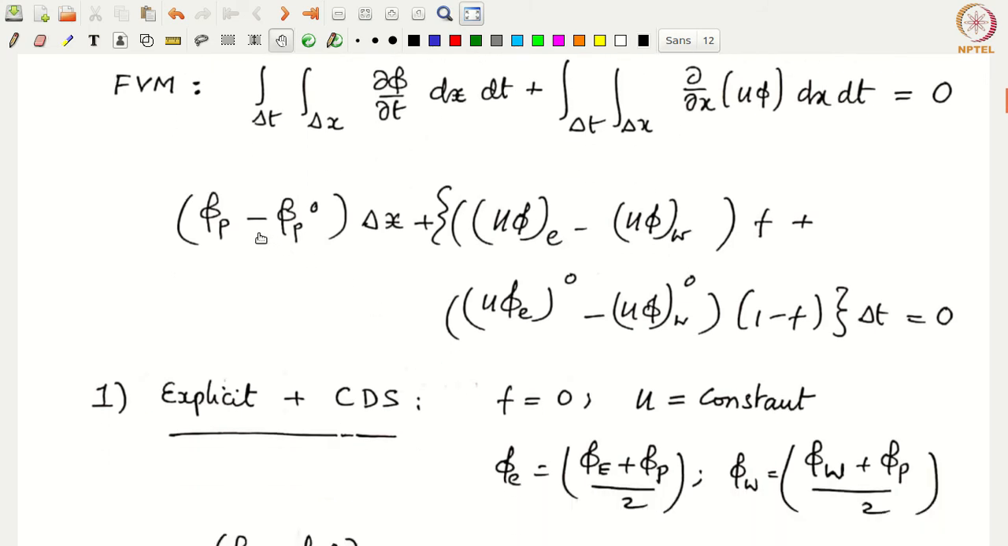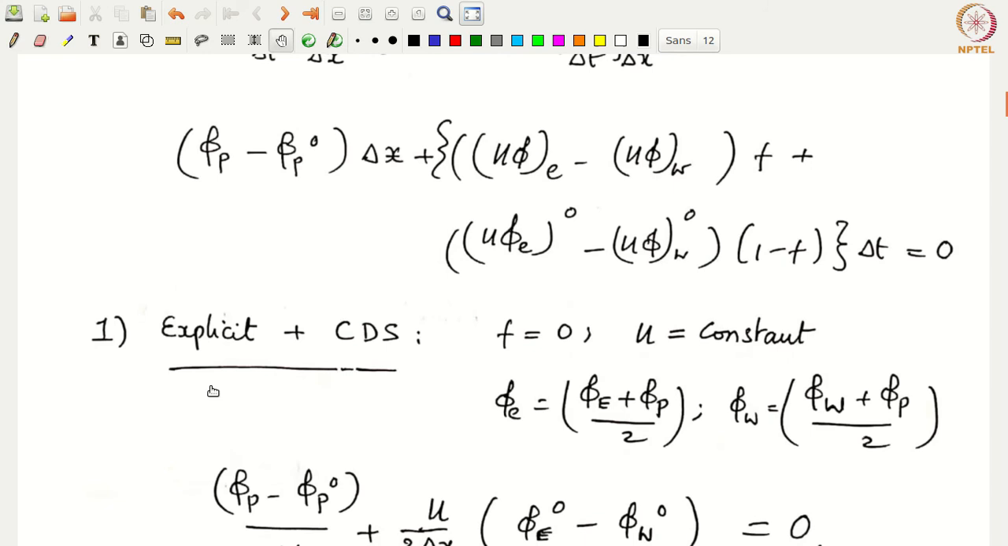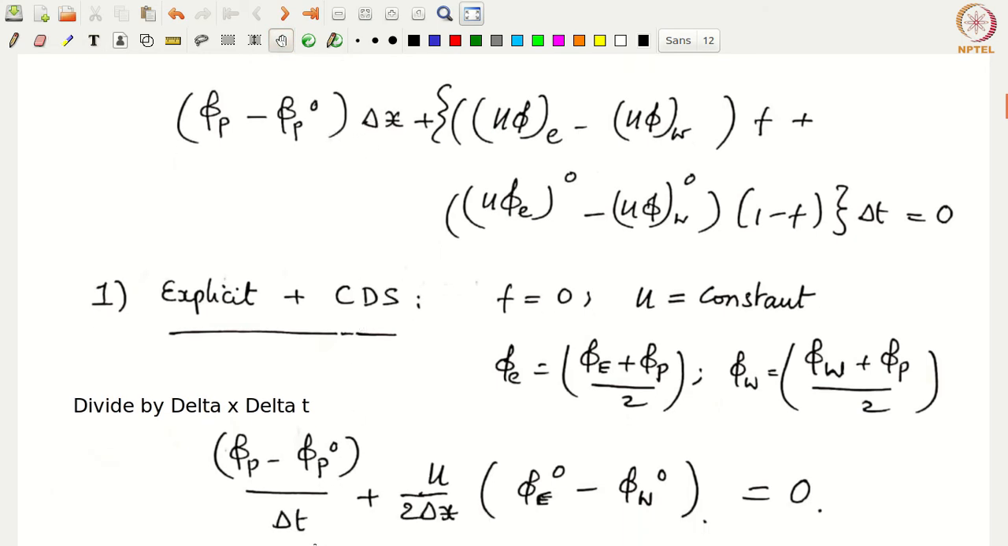Then what we have is phi p minus phi p 0 times delta x. So we also want to divide by delta x times delta t, throughout this equation. That means delta x gets cancelled, we get a delta t in the denominator. So the first term would be phi p minus phi p 0 upon delta t, plus this term is 0, right? So essentially, because what we have is an explicit method, f equal to 0 will give you this quantity is 0, right?